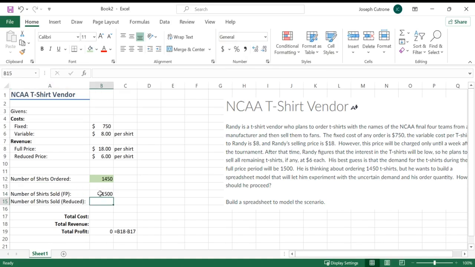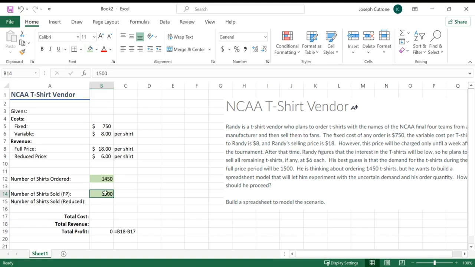So we're getting told these things. You can imagine playing around with these and seeing what the right number is. But the number of shirts ordered is 1450, and then we have these shirts that are sold. He wants to build a spreadsheet that lets him experiment with uncertain demand and his order quantity. So these two things need to change. I don't really know how many I should order, and I don't really know the demand.